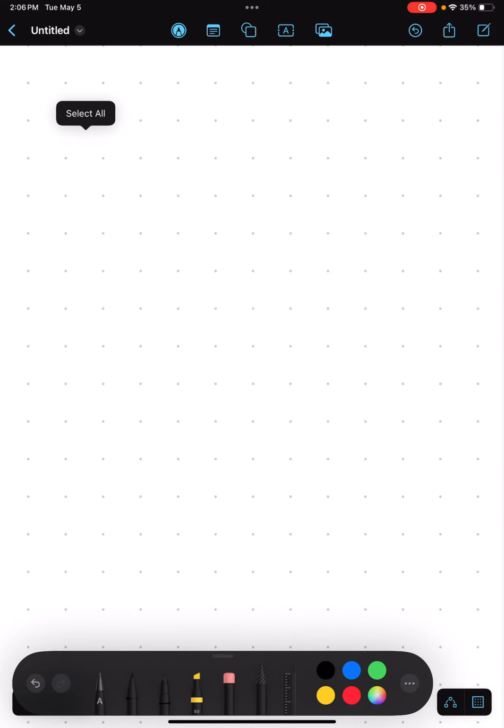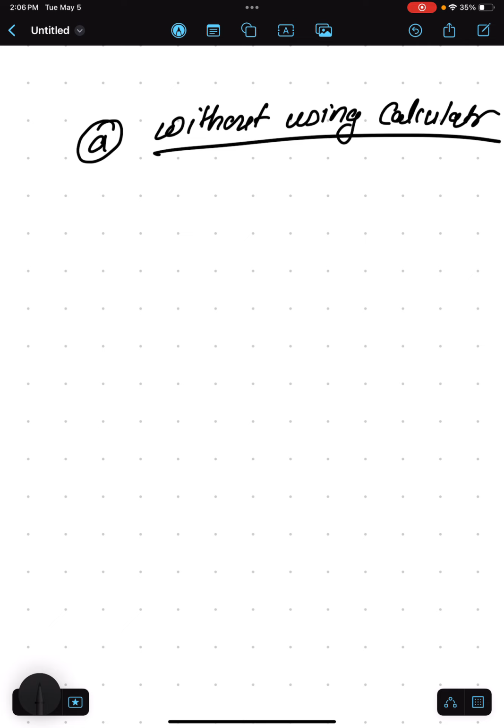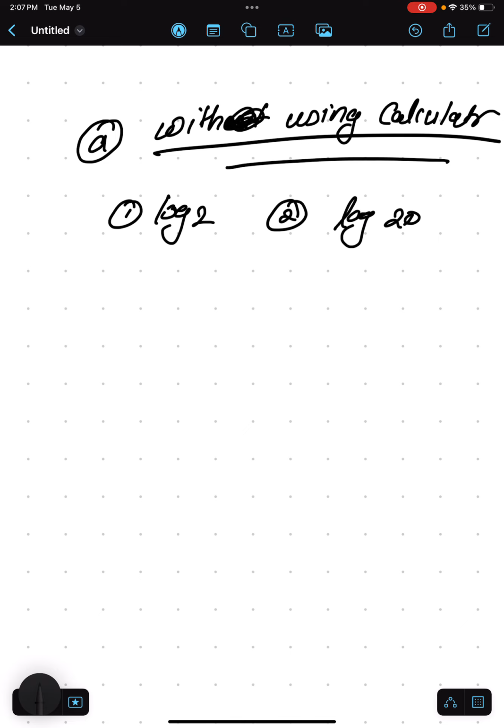Let's suppose, for example, without using calculator, let me write that, without using calculator, okay? So without using calculator, you need to find the value of log 2. First part is this, and the second part is find the value of log 20. Okay. So sorry, this one you need to use calculator. With calculator, my bad. With calculator, just find the value of log 2 and log 20. So I think that is easy. When you type a calculator log and 2, you get the answer, and this also you get the answer.